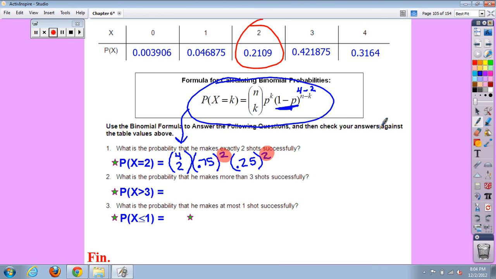So if I type that into my calculator now, I should get my 0.2109. Okay, so you probably want to practice typing this into your calculator, the 4 combination 2 times 0.75 squared times 0.25 squared, just to make sure that you can verify that you do get the 0.2109.